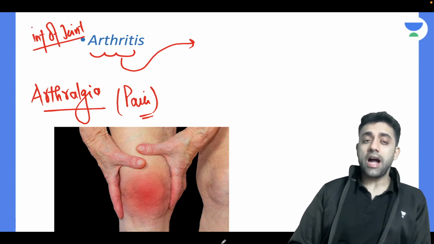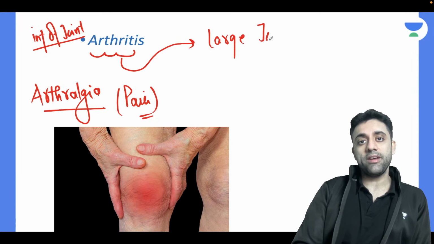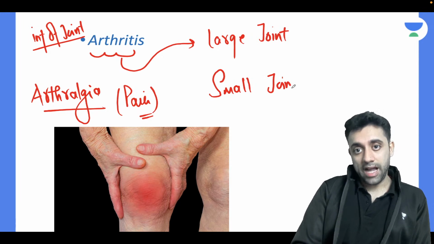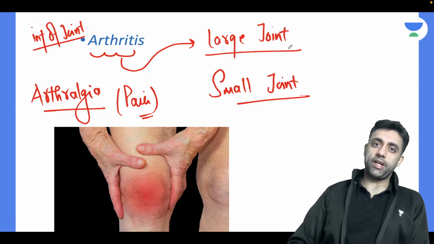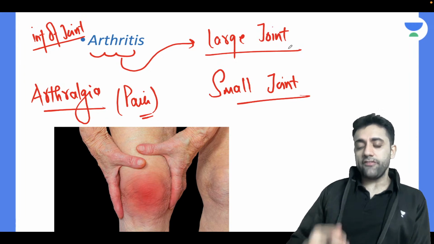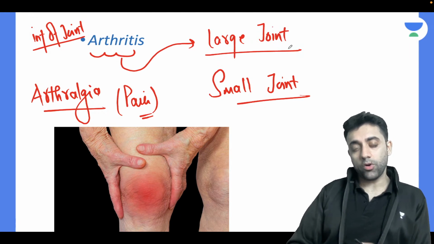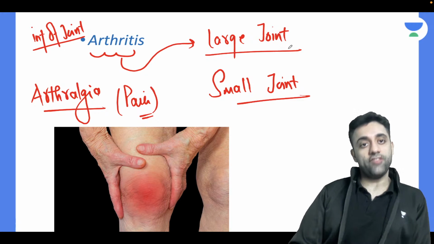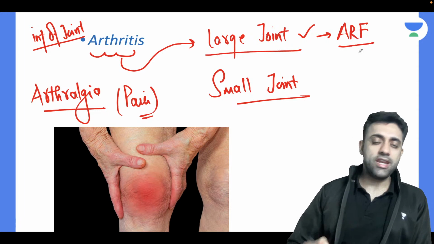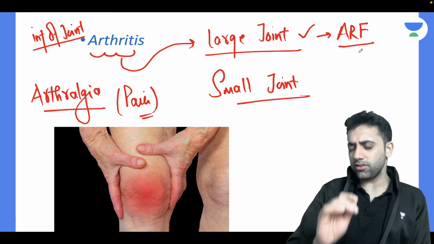Fine, very good. So my question, most importantly, is: in arthritis, is it a large joint involvement, or is it a small joint involvement? Who will tell me? This is a very important MCQ question. If the large joints are involved, what is my diagnosis? If the small joints are involved, what is my diagnosis? Very good. If the large joints are involved, it is acute rheumatic fever. In acute rheumatic fever, large joints are involved. Very good, you guys are doing so good.